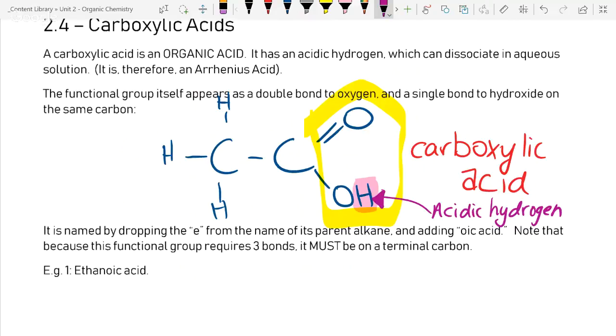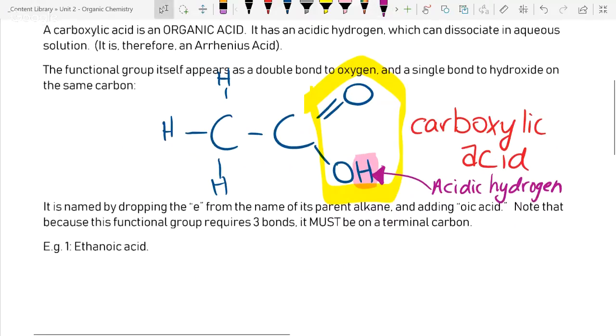Which means that this has the same kind of behavior as hydrochloric acid, hydrobromic acid, or carbonic acid, or sulfuric acid, or sulfurous acid. All the different acids that you have worked with in chemistry so far, this behaves the same way. As it happens, carboxylic acids are much, much weaker acids than those inorganic acids, but they still have acidic behavior.